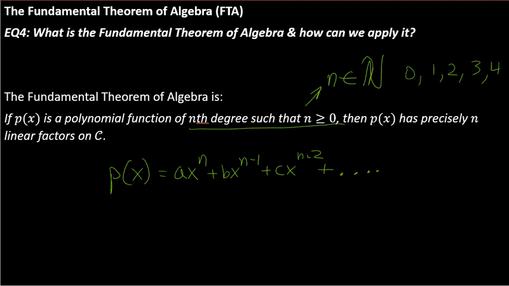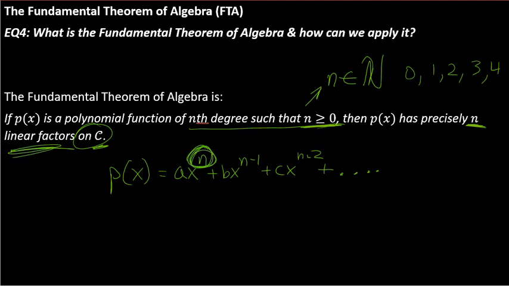Okay, so what we're saying is, if a polynomial of nth degree is written out in standard form and it can be expressed this way, it's going to have precisely n linear factors on C. Okay, so what do I mean by on C? C is the set of complex numbers. Okay, so that means it could literally be any number that we've learned about.